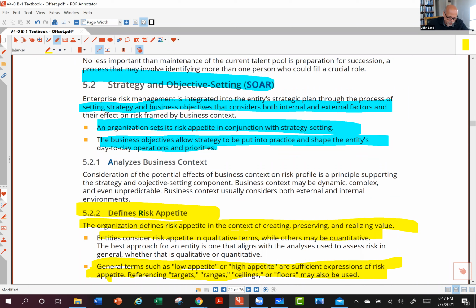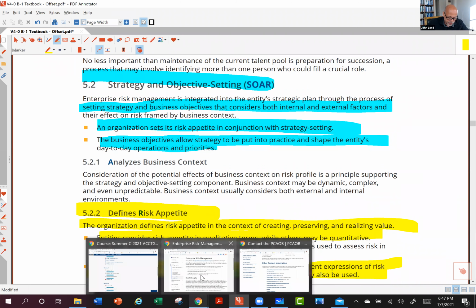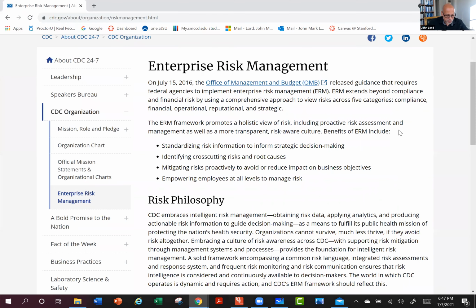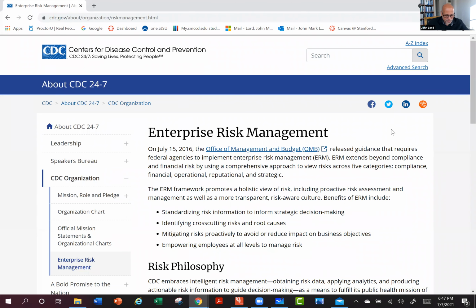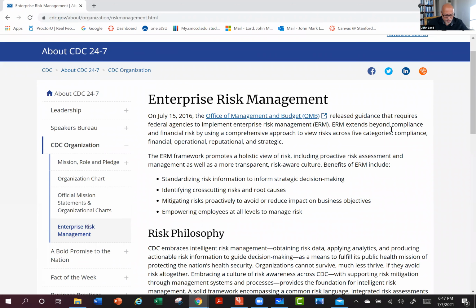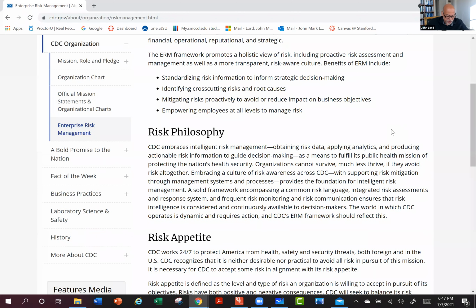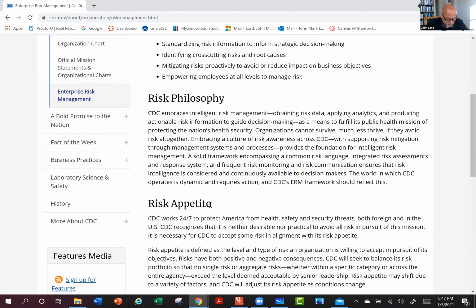And so, since we're kind of dealing off the heels of the pandemic, I thought it was interesting to see, well, okay, can we see where enterprise risk management is used in the federal government? And the Center for Disease Control was the one I thought to look at, because I'm like, well, how would they be talking about their enterprise risk management? And they started talking about their risk philosophy and the risk appetite, right? Right here out of what we were looking at. And let's just look at risk appetite, okay?